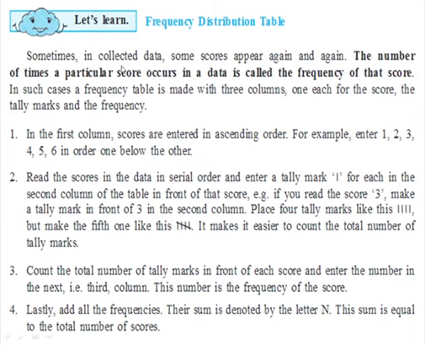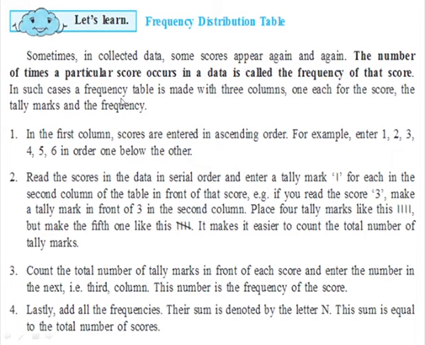Sometimes, in a collected data, some scores appear again and again. Already we have seen this in some solved examples given on page number 95 and 96. There we have seen some scores are appearing again and again. The number of times a particular score occurs in a data is called the frequency of that score. So if in a particular data, any score occurs a number of times, then that number of times is called the frequency of that score.